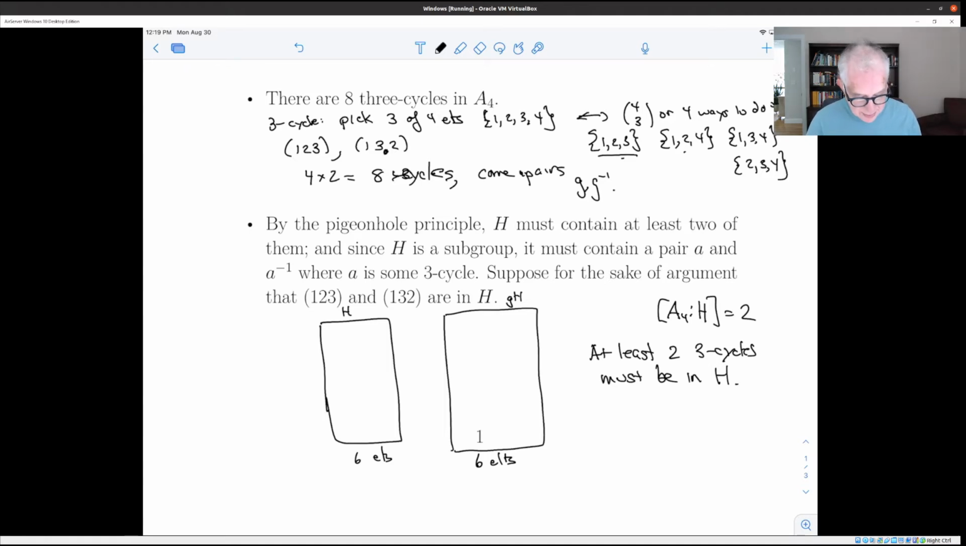And H is a subgroup. So if you put a 3-cycle into H, you also have to put the inverse of that 3-cycle into H, because subgroups have to contain their elements and their inverses. So remember that the 3-cycles come in pairs of their inverses, and at least one of those pairs has to be in H. So let's assume, just for simplicity, that (1 2 3) and (1 3 2) are in H. So now we've accounted for 3 elements of H. We know about the identity element, we know about (1 3 2), and we know about (1 2 3), and there's space for 3 more elements in H.